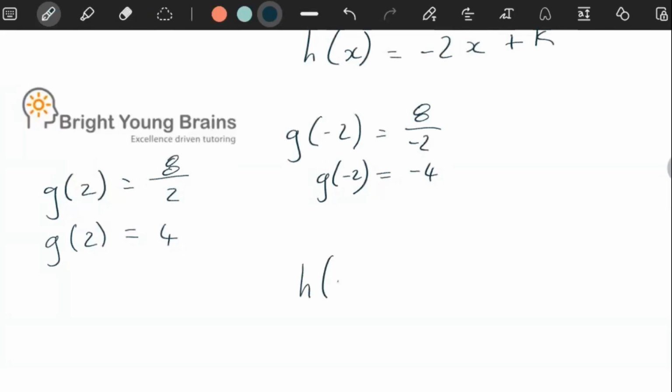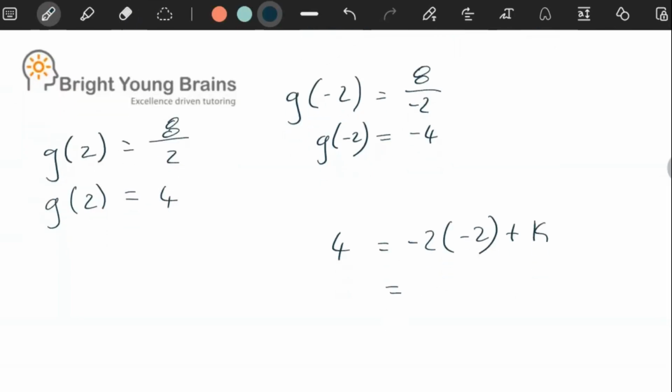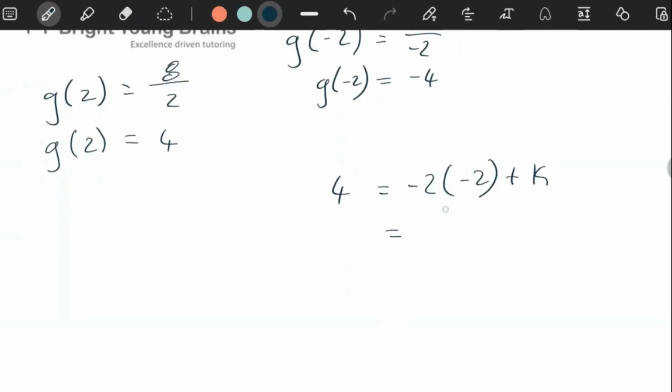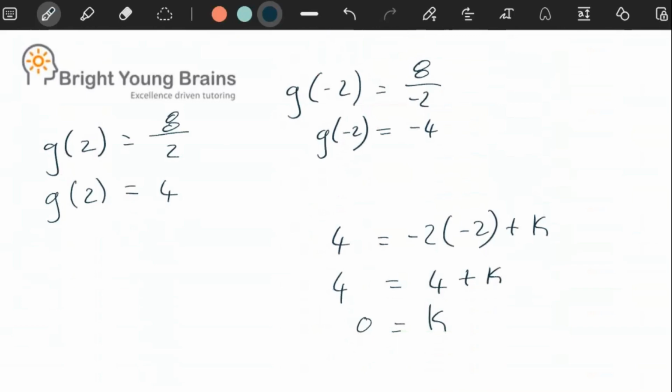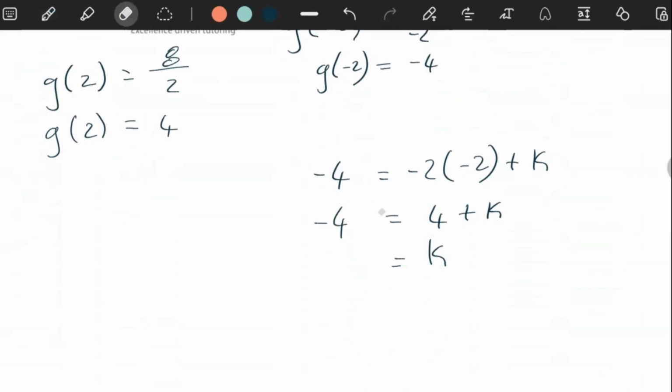So in the graph of h, what we know is x is a negative 2 first, and then y is a positive 4. And then this is plus k. And then here, negative 2 times negative 2, we have positive 4. And here it's saying k is equal to 0. Really? No, that doesn't make any sense. Goodness. Oh no, this is supposed to be -4. Oh, thank goodness. Yeah, so this would have been a -8. That makes better sense.